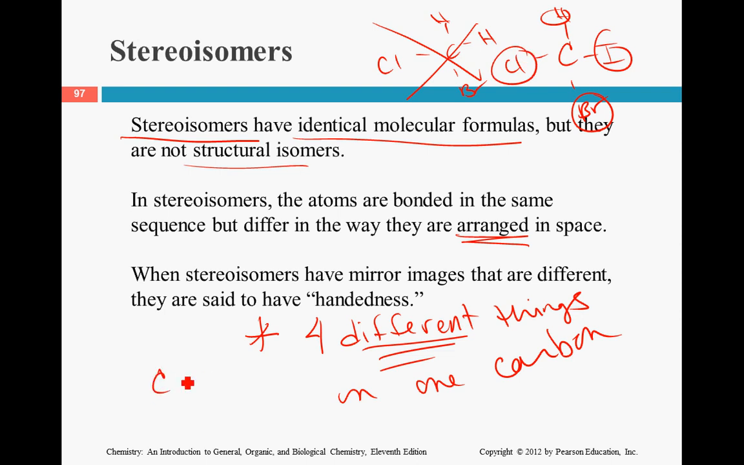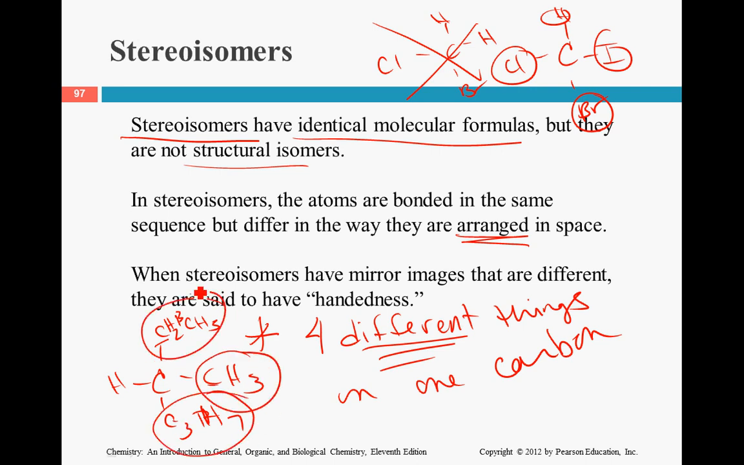Another example would be carbon attached to a methyl group, to an ethyl group, CH2, to a hydrogen, to maybe propyl. Even though they're all carbon chains, this is a propyl, that's a methyl, that's an ethyl. They're 3 different arrangements. So there's 4 different things here total. We are going to attempt to watch a video to describe this a little bit more in detail.